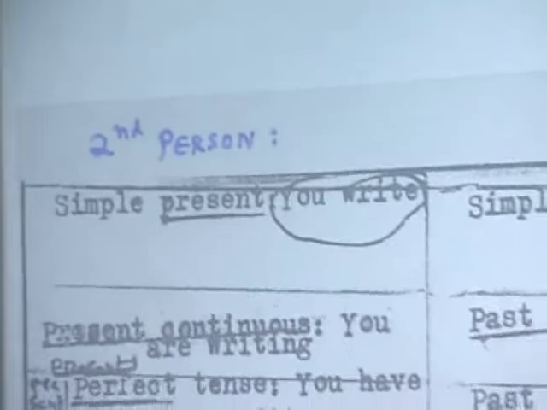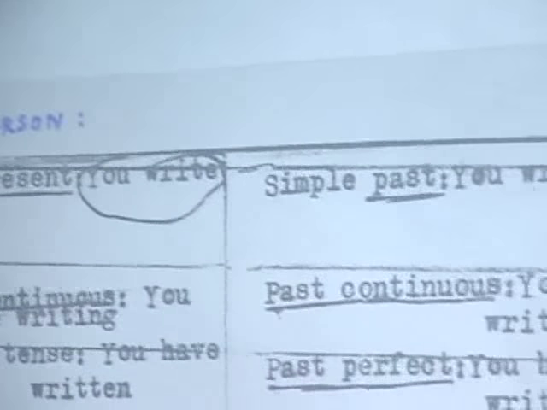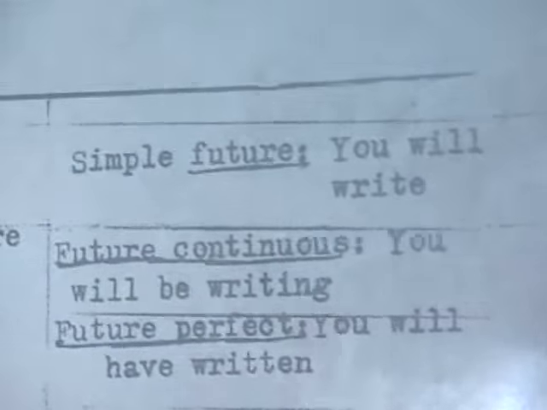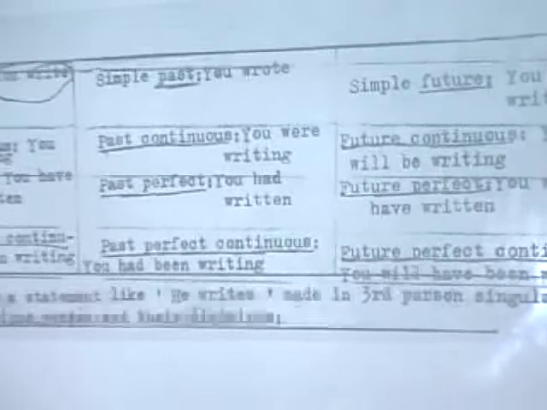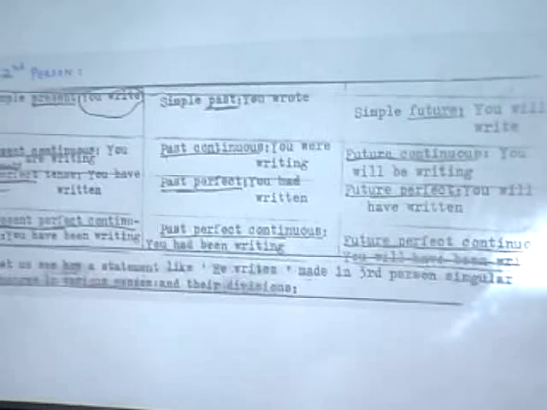Second person. Simple present: you write. Simple past: you wrote. Simple future: you will write. Present continuous: you are writing. Past continuous: you were writing. Future continuous: you will be writing. Present perfect tense: you have written.